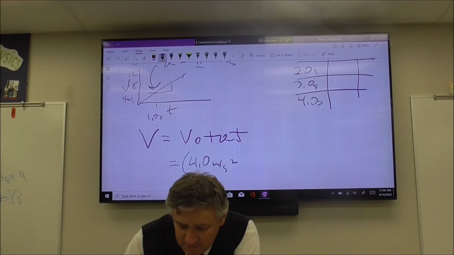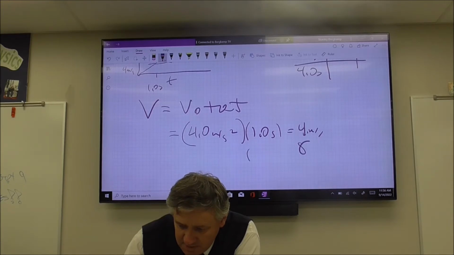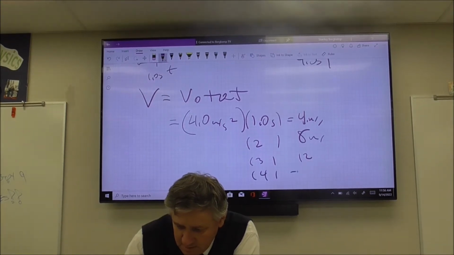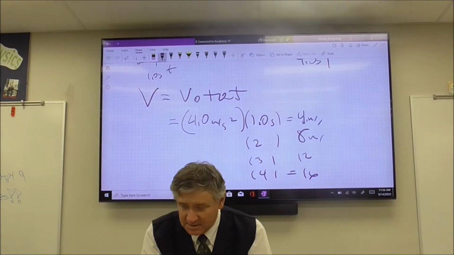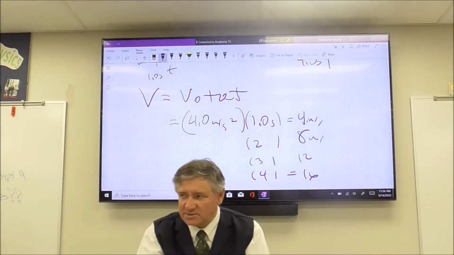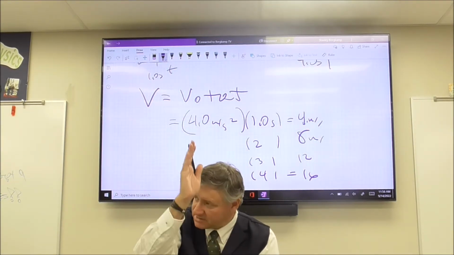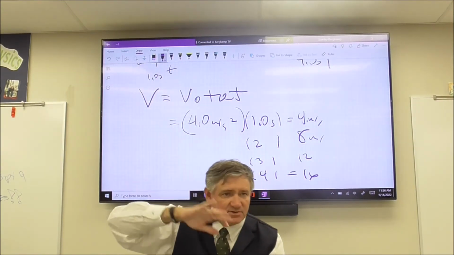So here's what's going to be important for those of you that like math. Notice that that's 4 meters per second squared times 1 second, and we're going to get 4 meters per second. And then we'd plug in 2, and then we'd get 8. And we'd plug in 3, and we'd get 12. We'd plug in 4, and we'd get 16. Okay? So notice that, and this is one of the most important things, notice that velocity changes as a linear function of time. Okay? Because it's just acceleration times time. This is why velocity time graphs have a straight sloping line.